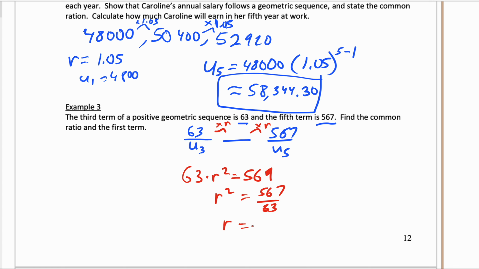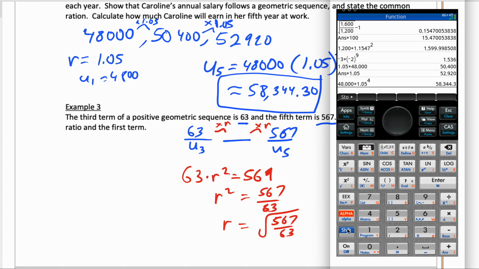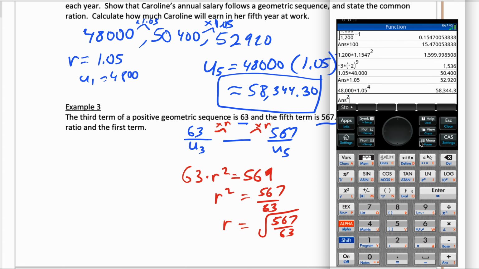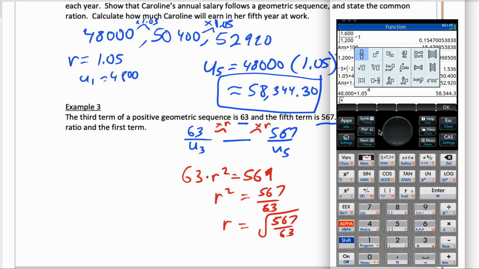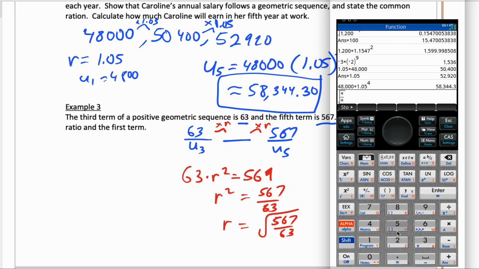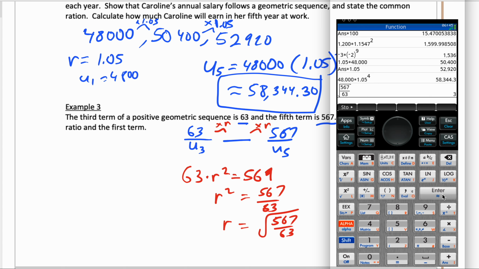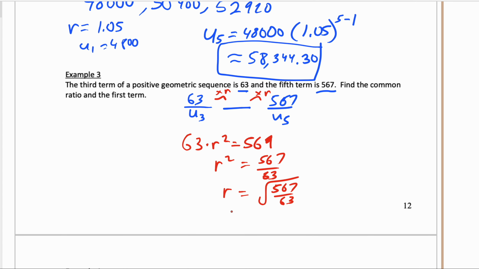Let's just write it all in one step on the calculator. So we go to square root, make a fraction, square root, fraction, 567 over 63, 3. So r equals 3.